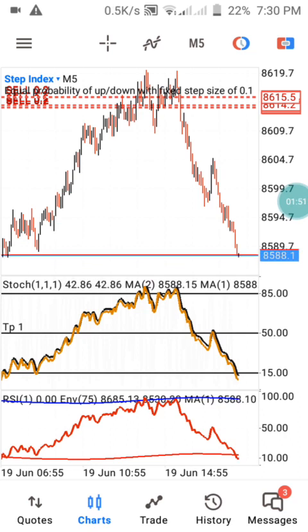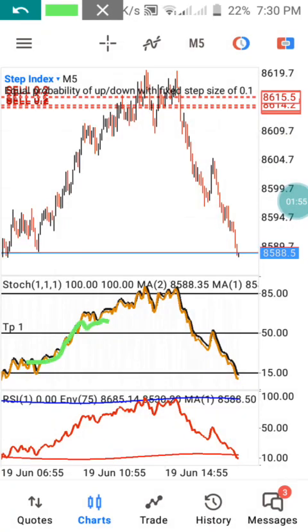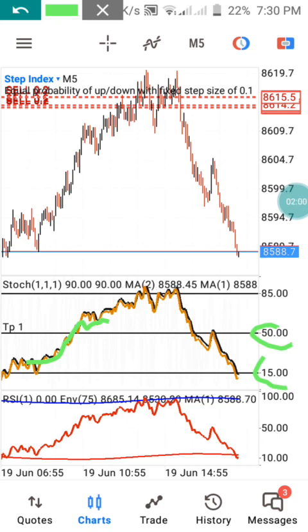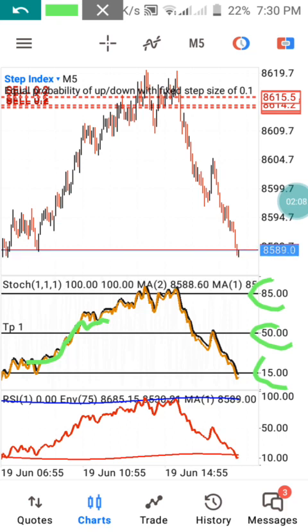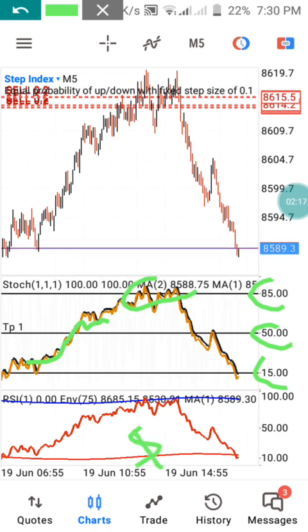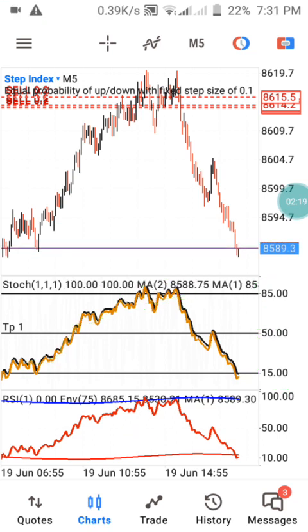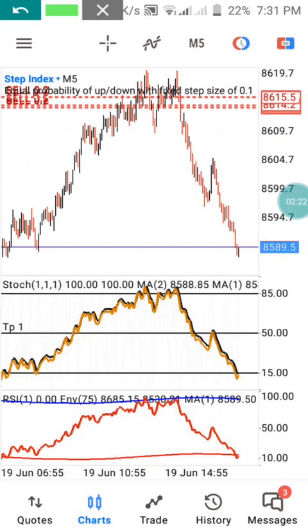So what you are going to do, this is your window 1, and in window 1 we have our take profit of 50, our level of 15, and our level of 85. Mainly when you want to catch a sell entry, you are going to be checking the 85 level at this particular area. And when it comes to your second indicator window, you are going to be watching your 100 level at this particular area.